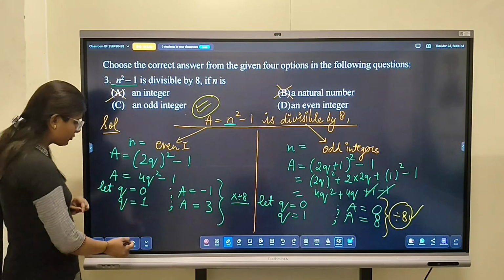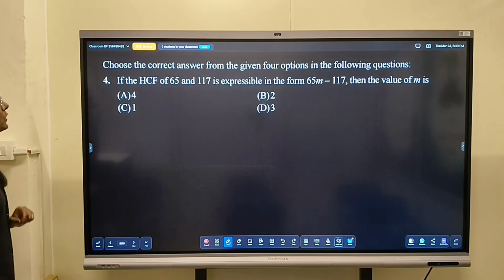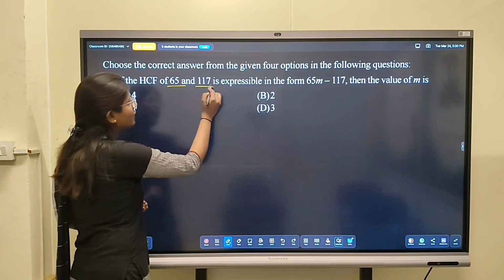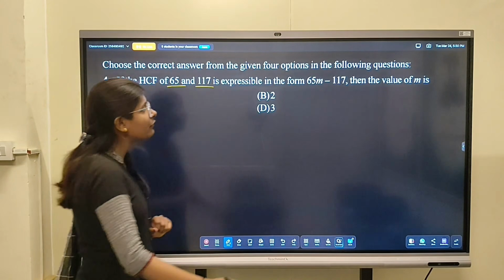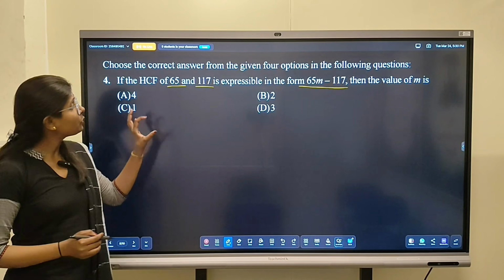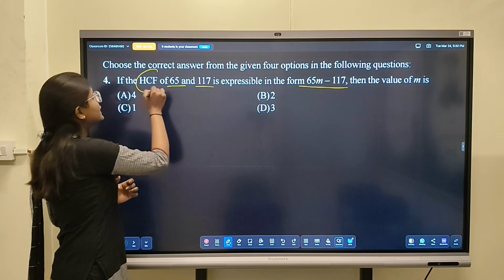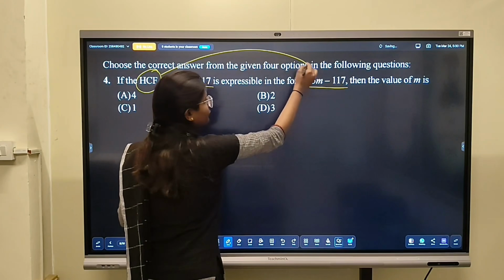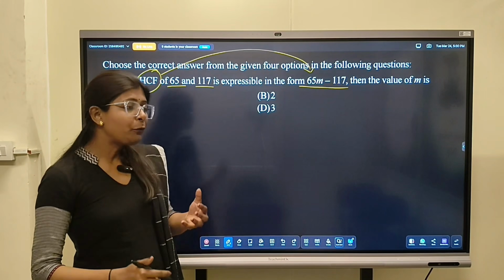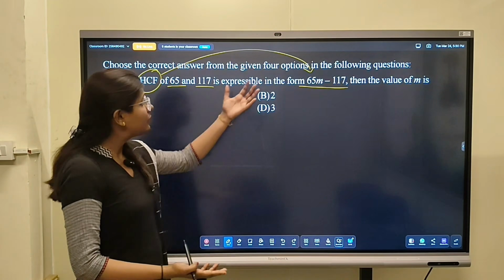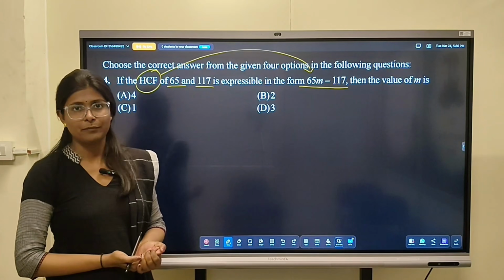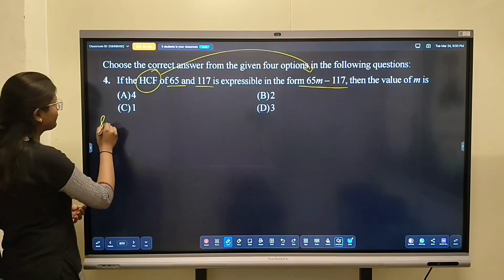Okay? Now moving further to the next question. This is question number 4 and it states the HCF of 65 and 117 is in the form of 65m minus 117. Now they have actually written the HCF in this form. Now we need to find the value of m. So if you want to find the value of m by the given expression, it is better to find out the HCF of the given numbers. Okay? So let's start with the solution.